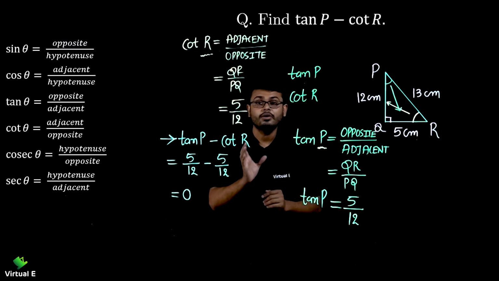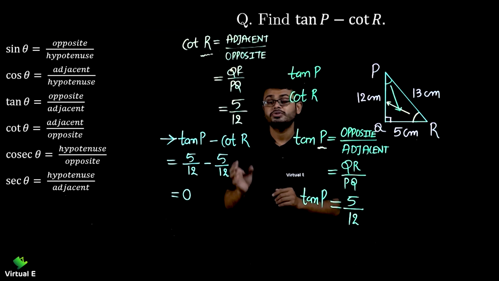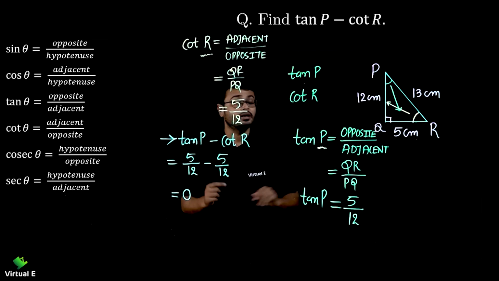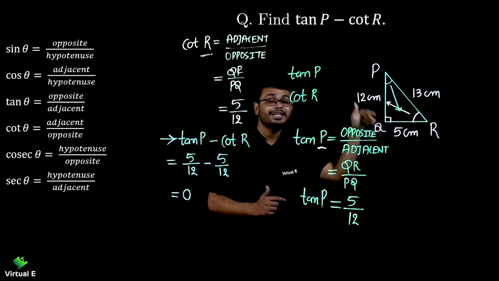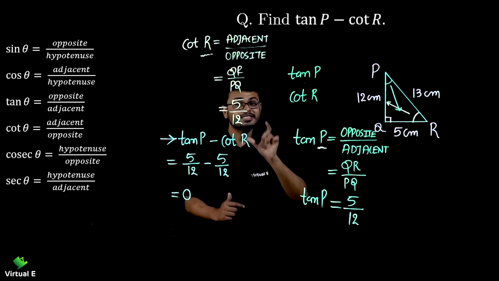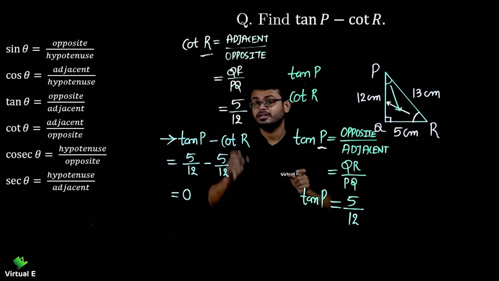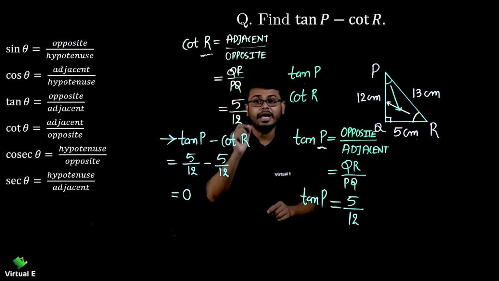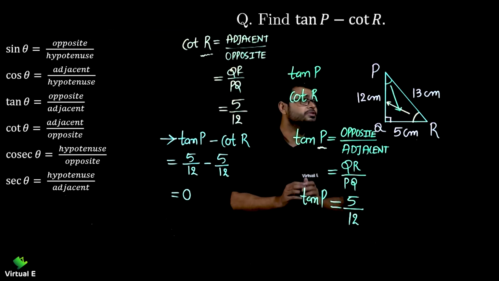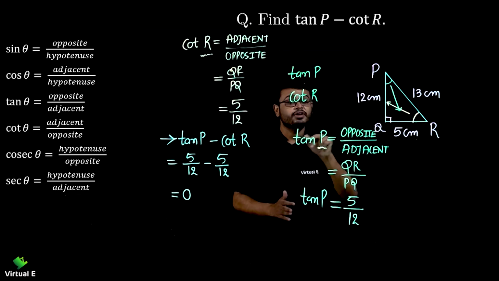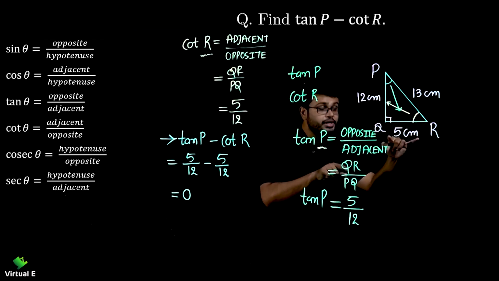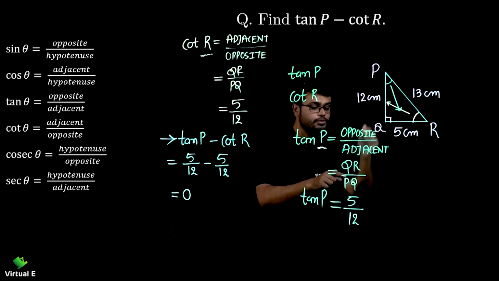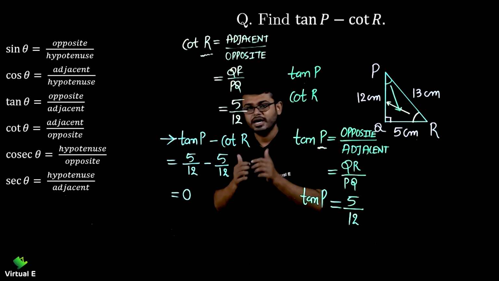So far we found the trigonometric ratios based on only one angle. But here we need to find for two different angles in the same figure. Understand the concept properly, opposite and adjacent. That concept is very important and fundamental to solve these questions. So first of all, tan P: opposite side to P is QR, adjacent side is PQ. So tan P is done.